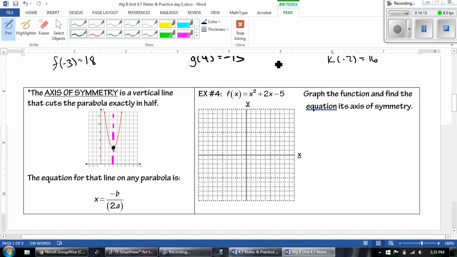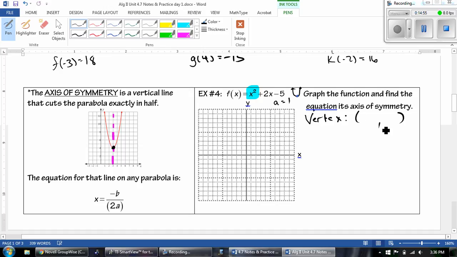Okay, so graph the function and find the equation of its axis of symmetry. So the first thing that we have to do is find the vertex, and then we're going to graph it, and we're going to do the axis of symmetry. So we're going to look at our x value, and I know that a equals 1, so that tells me we're going to be opening up, and my vertex is a min. Okay, so here's my goal. I want to find the vertex.